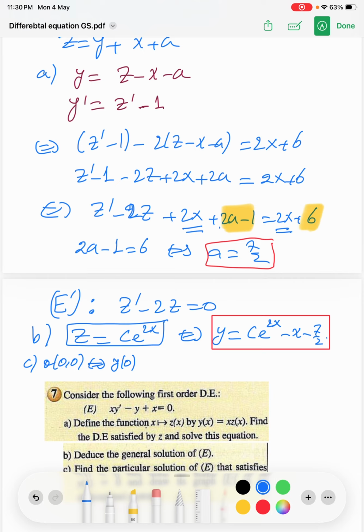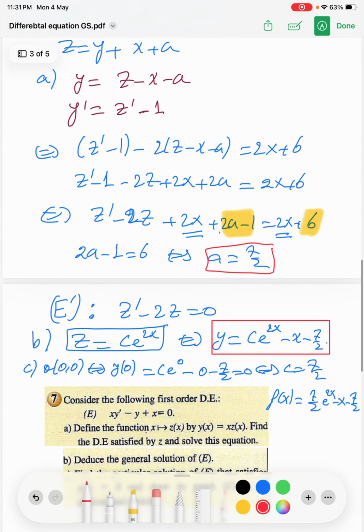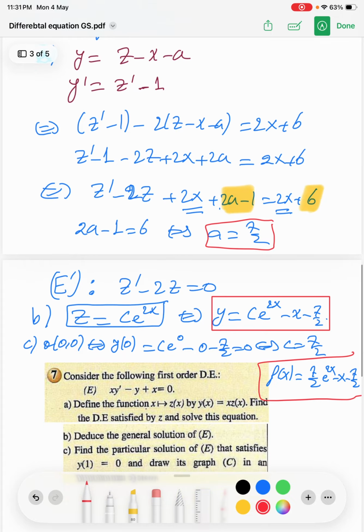Y of 0 equals 0, but y of 0 equals c exponential of 0 minus 0 minus 7/2 equals 0, so c is 7/2. So y equal, or let's call it f of x, g of x, whatever you want. f of x equals 7/2 exponential of 2x minus x minus 7/2 is a particular solution of this differential equation.